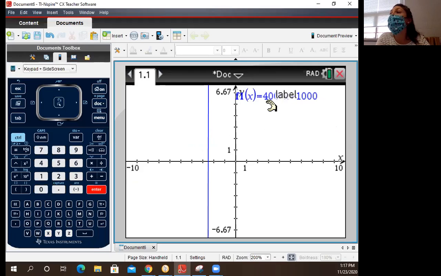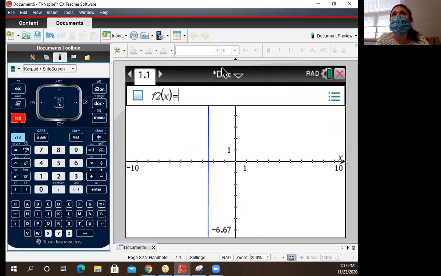Remember, your slope here is 400. That means we're going up 400 and over 1. So it's going to look pretty steep here, okay? We'll adjust that in a minute. And then tab key to get that equation line back up.